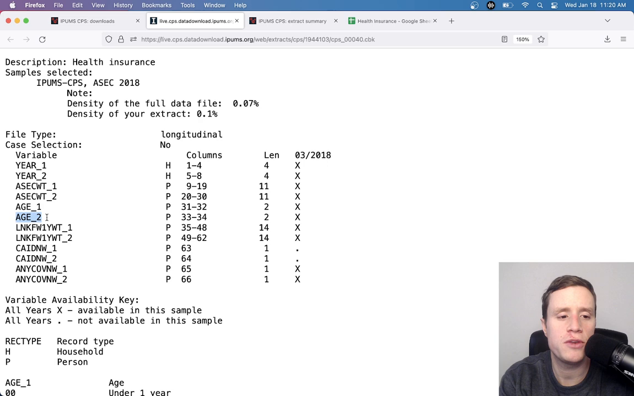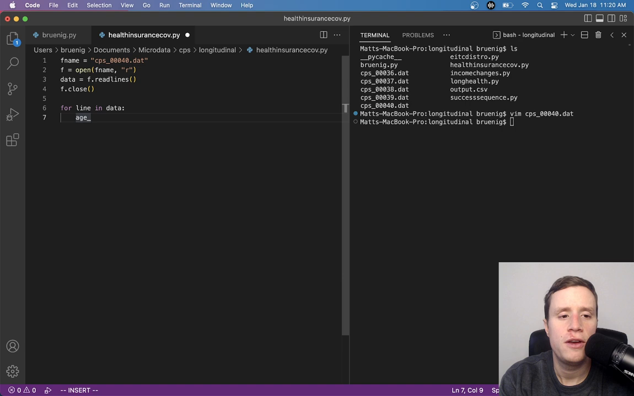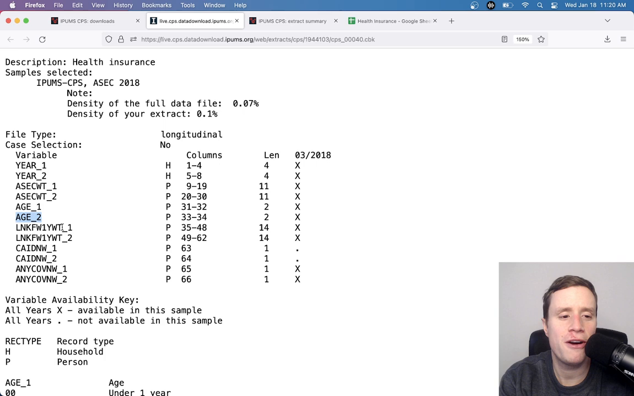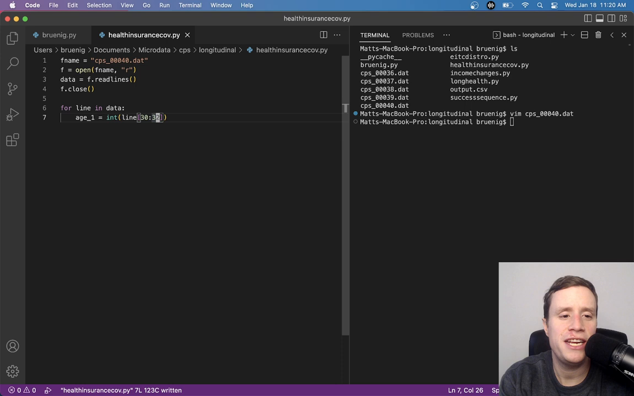Actually, one thing I'm interested in is, what if I want to just print the ages, see if they line up the way you would expect, right? Because you would expect if you print both ages, they would be 1 year apart for each of them, right? Because in 2018, you would be one age, and then in 2019, you would be 1 year older, right? So we're going to put that in.